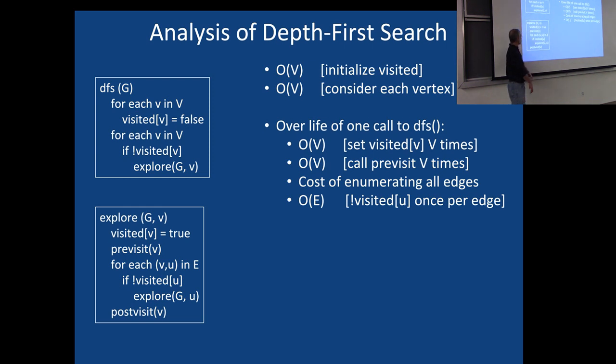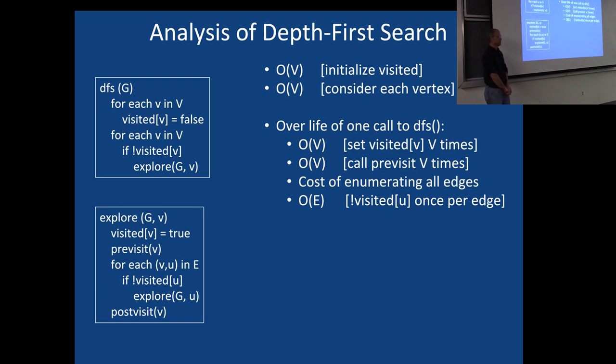How many times do we check to see whether a vertex has been visited? Again, not each time through the loop, but over the entire life of the algorithm. This loop runs multiple times. How many times do we do this? Many times. Many times as the loop runs, but I need to do this in terms of V and E.